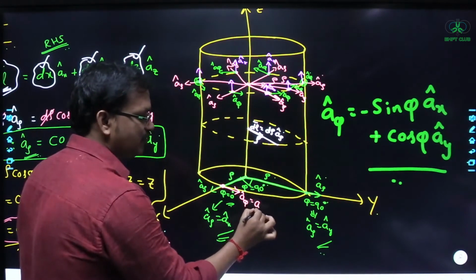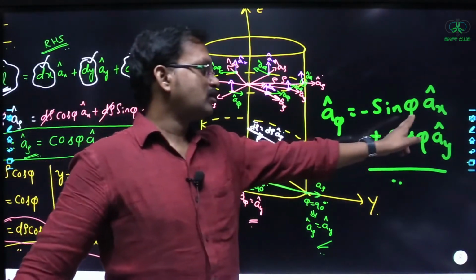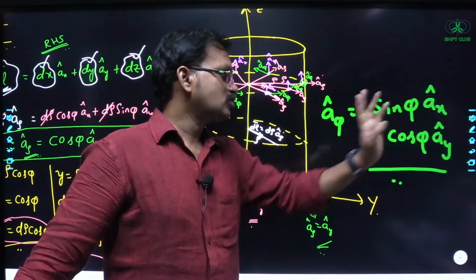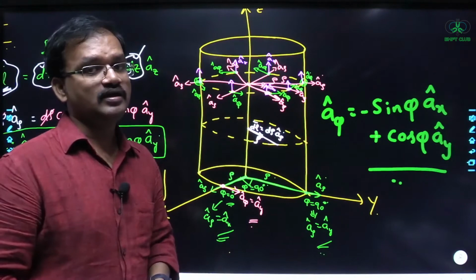So a phi cap will be equivalent to a y cap. Understood? That's what we are going to get. When phi is equal to 0, a phi cap will be the same as a y cap.